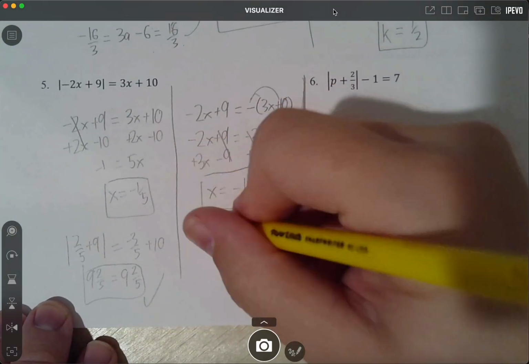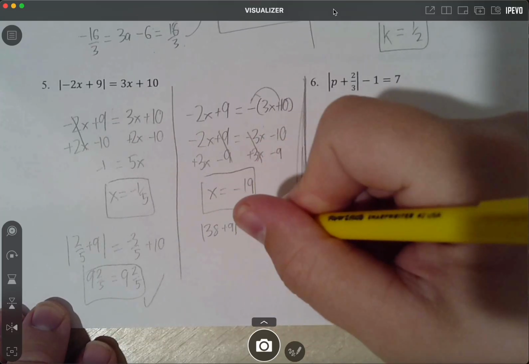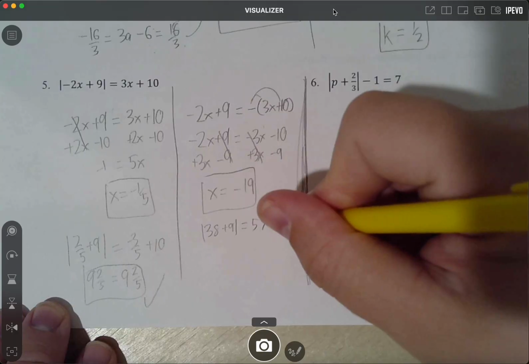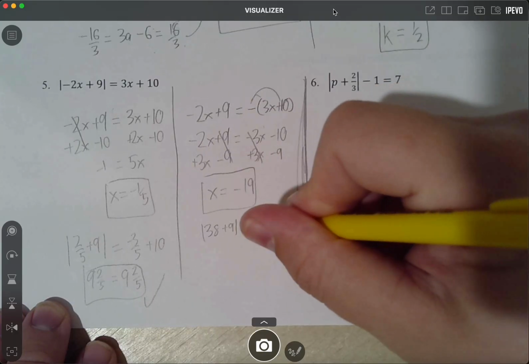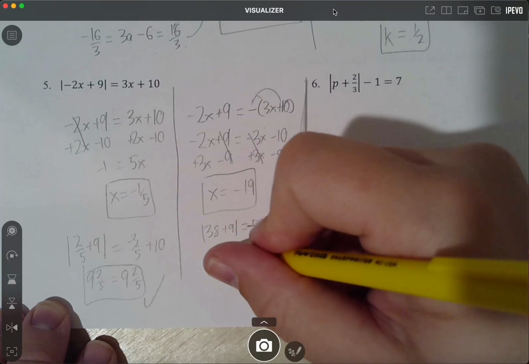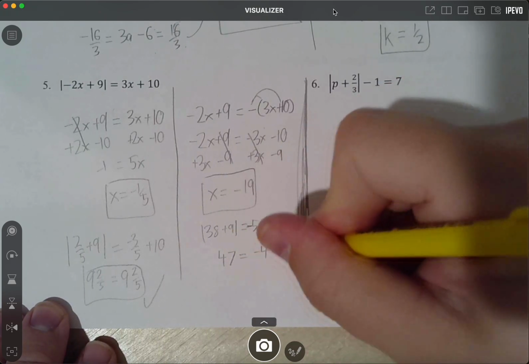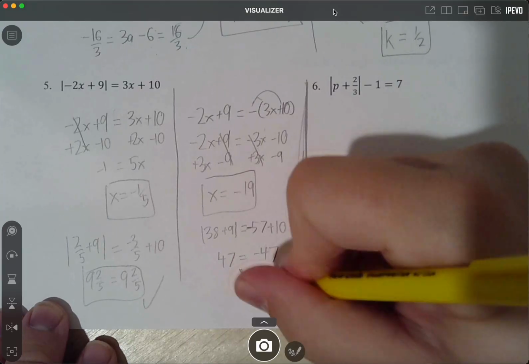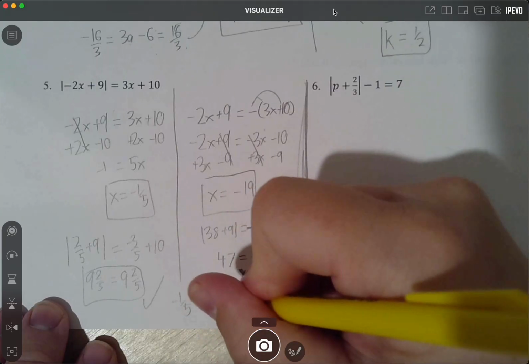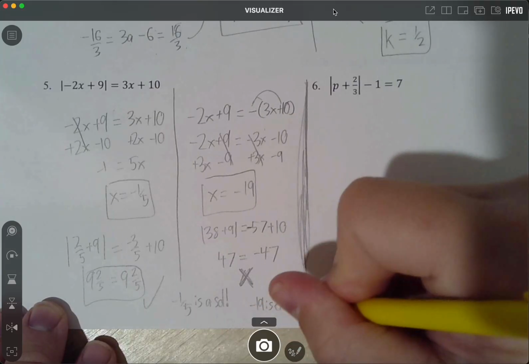On the other side, if I plug in negative 19, I get positive 38 plus 9. And then on the other side, I get negative, what would that be? 57, negative 57 plus 10. And that means over here, look what I get. I get 47. And over here, I get negative 47. And it's so close to being true, but it's not true. So negative 1/5 is a solution, and negative 19 is extraneous.